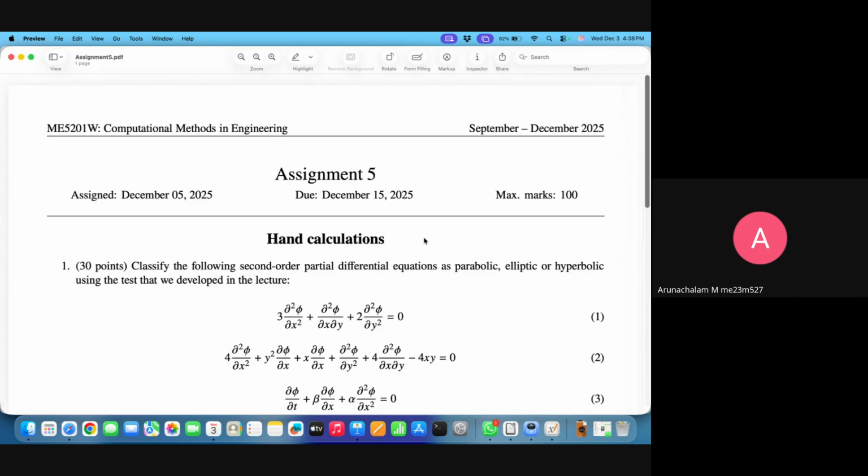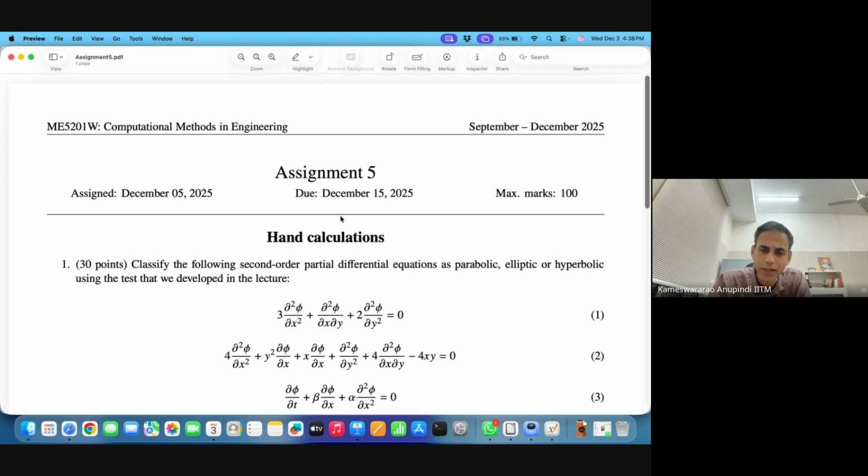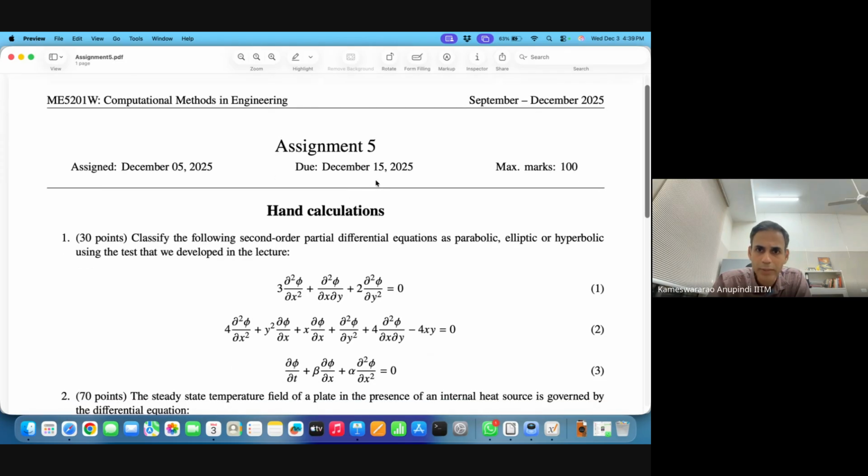Okay, so assignment 5. I made sure there are no programming assignments. I will post it today, so you will get some 10 days to work on it. It is very simple, actually. You can probably finish it in a day or two. I put a tentative date of December 15th for its submission.